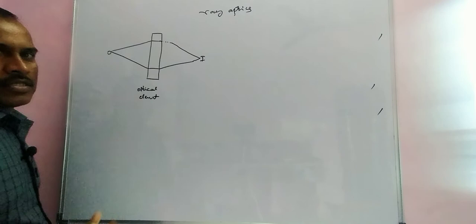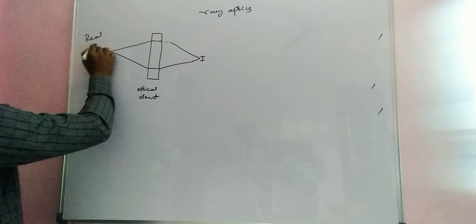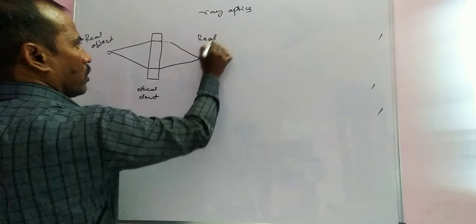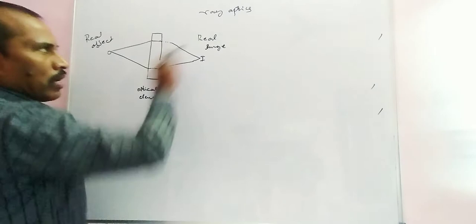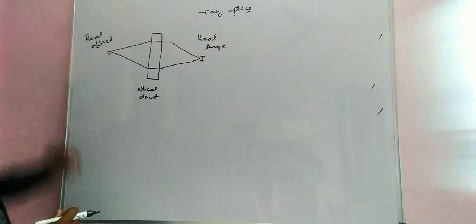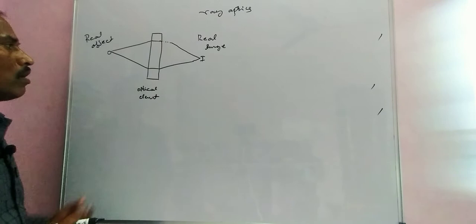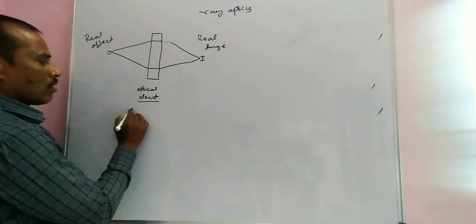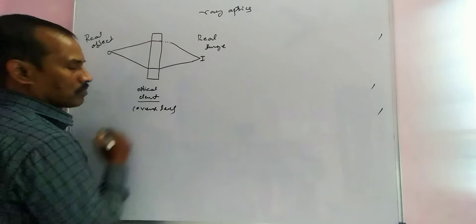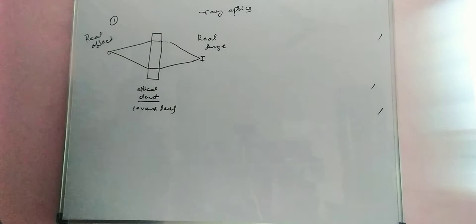What is a real object? Here, this is a real image. The real image is formed by a real object placed in front of the optical element, which here is a convex lens. So in the first case, this is a real image and this is a real object.